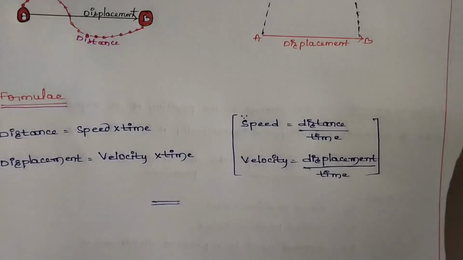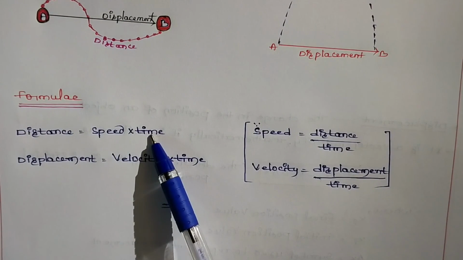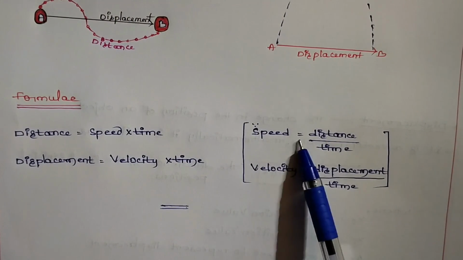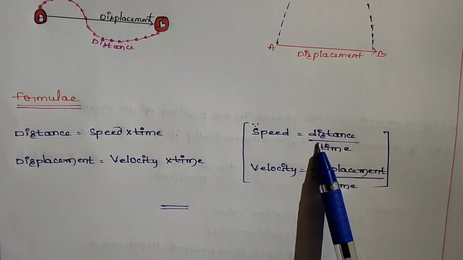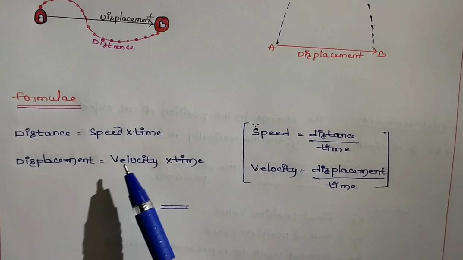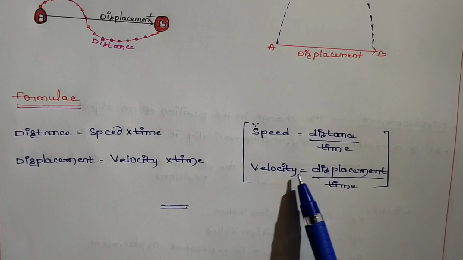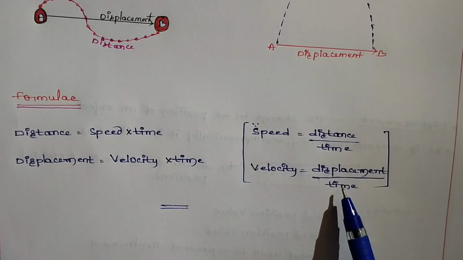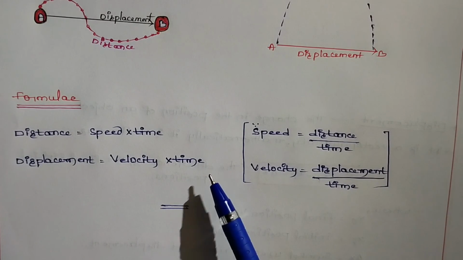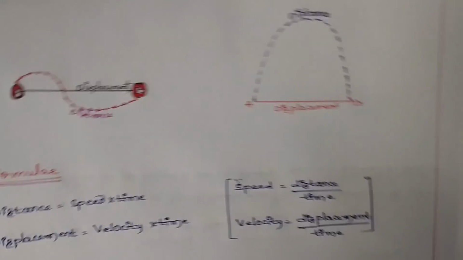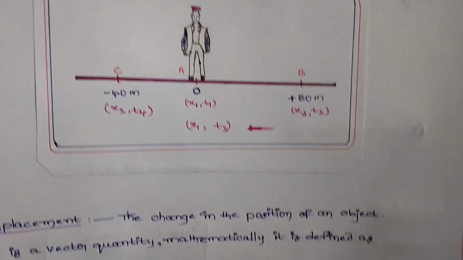According to the formula, we know that speed is equal to distance by time. From this, distance is equal to speed into time. We know that velocity is equal to displacement by time. Then from this, displacement is equal to velocity into time. This is the simple difference between distance and displacement.